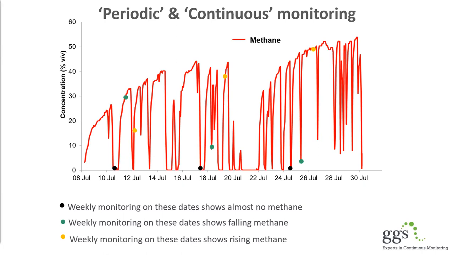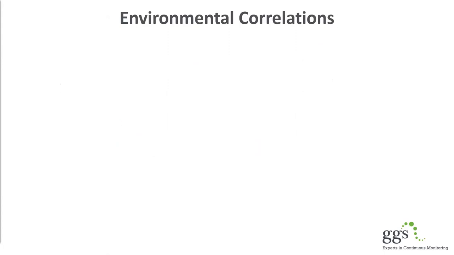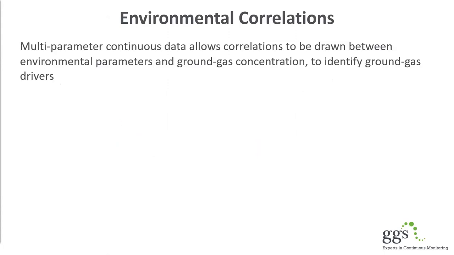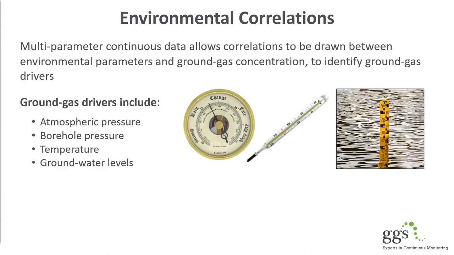So why do we see these things? Okay. Well, a lot of the time, it's down to environmental correlations. We monitor the ground gases, the gases of interest, along with some key environmental parameters to tease out these relationships and see what's actually driving ground gas movement or behavior.